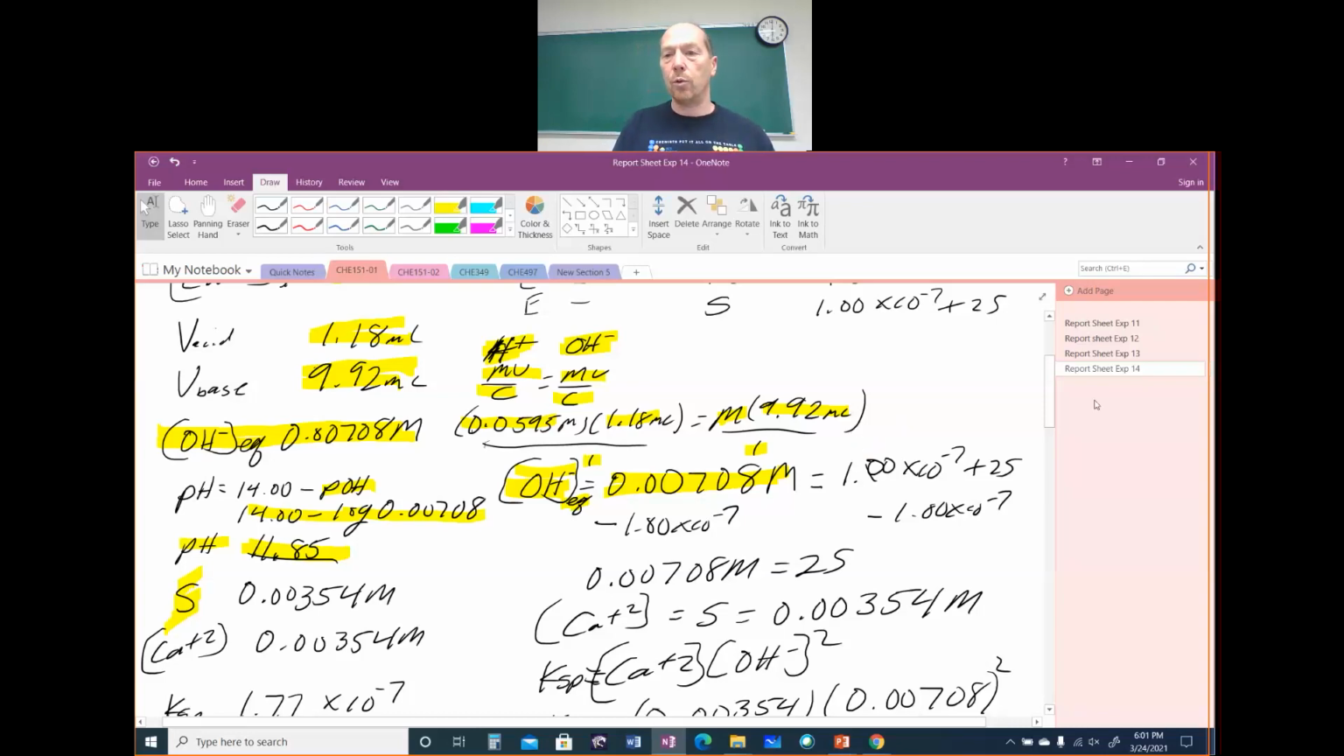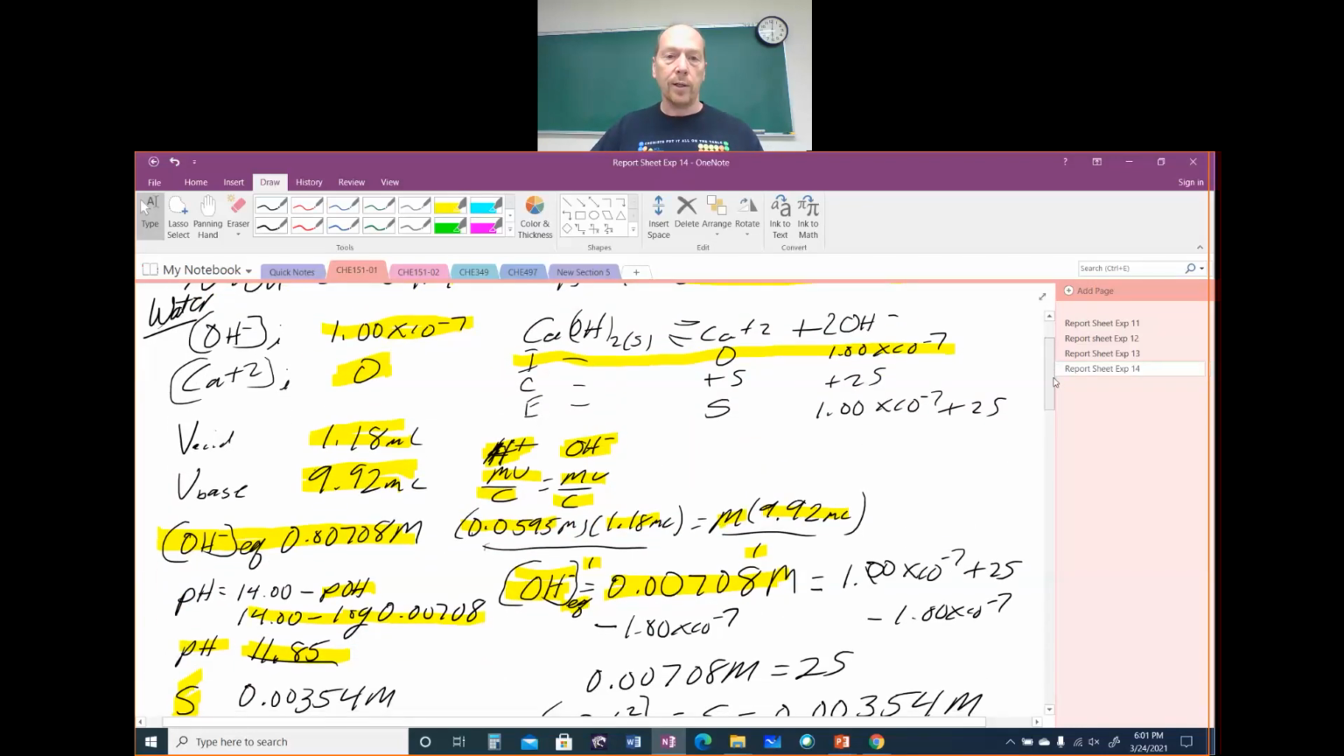initial change and equilibrium. All right, so the reaction had to go to the right because you had 0 calcium plus 2. You can't have 0, so it's plus S. And this is plus 2S, the coefficient for the OH minus. So at equilibrium, we have S amount of calcium plus 2, and we have 1.00 times 10 to the minus 7 plus 2S for the OH minus. All right, but we know what the OH minus is. It's 0.00708. So that is what this is equal to. All right, so you have your 0.00708 equal to 1 times 10 to the minus 7 plus 2S.